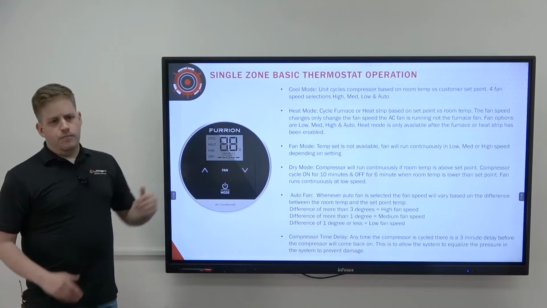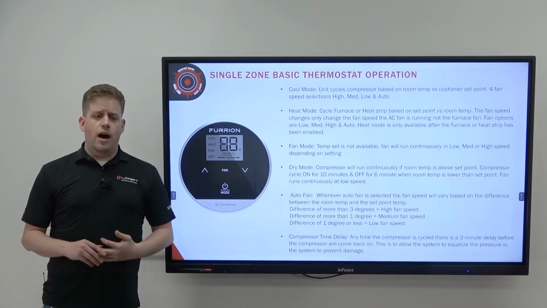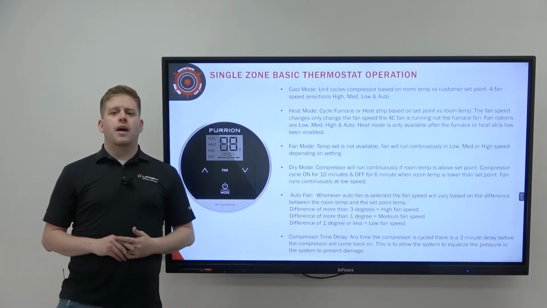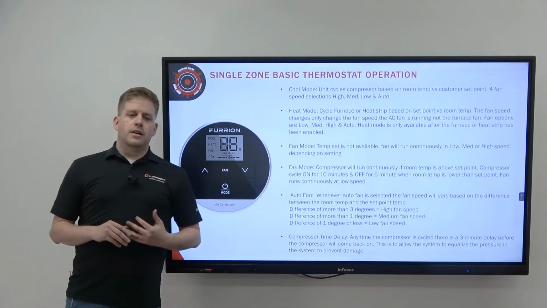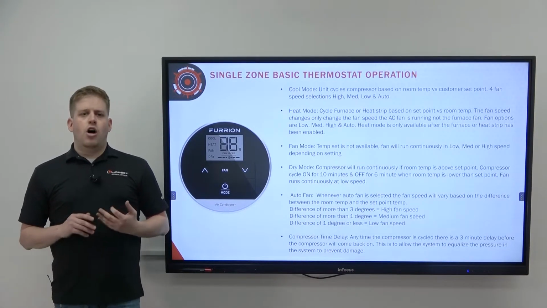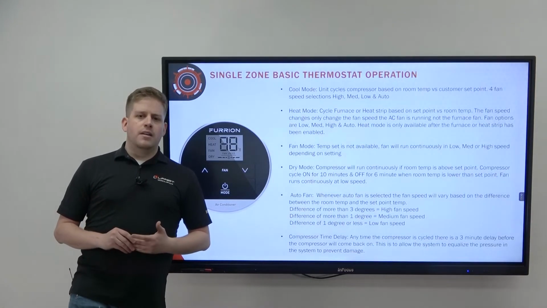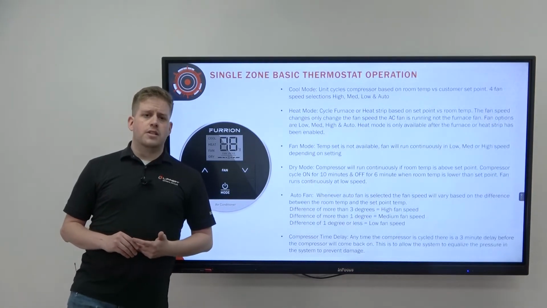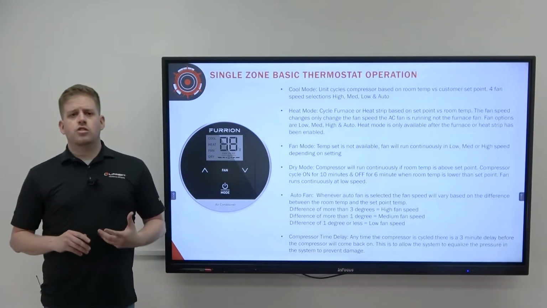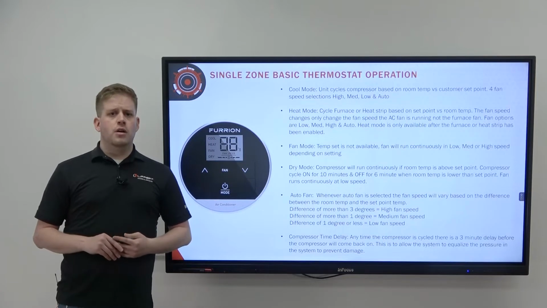In our heat mode, it is going to cycle our furnace on or off, or heat strip on or off, depending on which one of those dip switches we have set. It's important to understand that when using the furnace, you want to select auto fan speed. If you select low, medium, or high speed fan when selecting for furnace operation, the air conditioner fan will come on to assist the furnace with moving that heat throughout the coach.